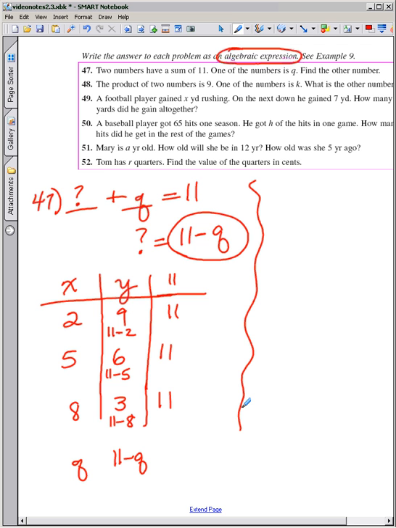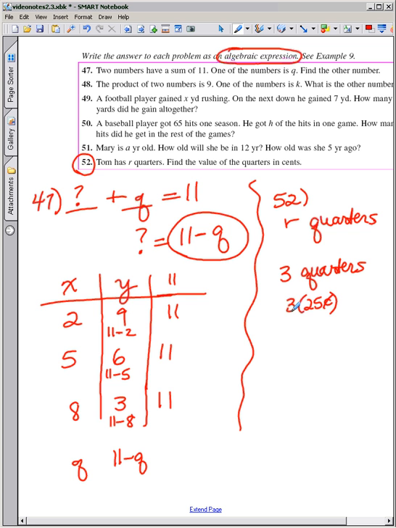Another kind of important one, number 52. Tom has R quarters. What is the value of that in cents? Well, here's a real life case. Let's say I have 3 quarters. What is the value of that? Each quarter is worth 25 cents. So in cents, 3 times 25 is 75 cents, right?